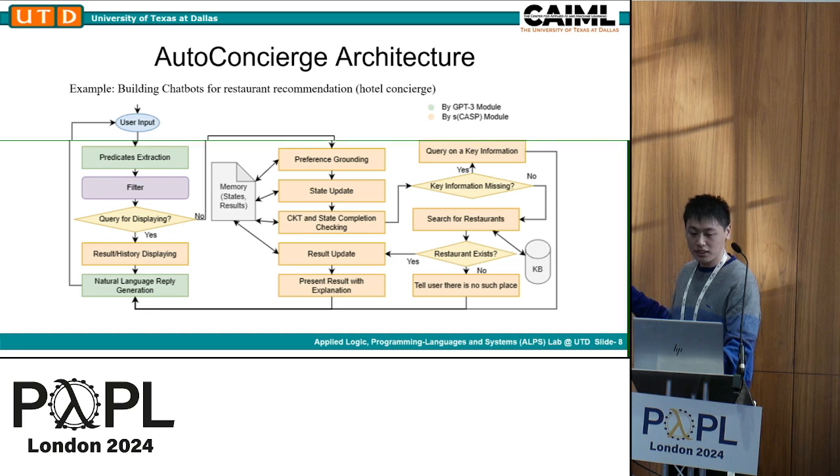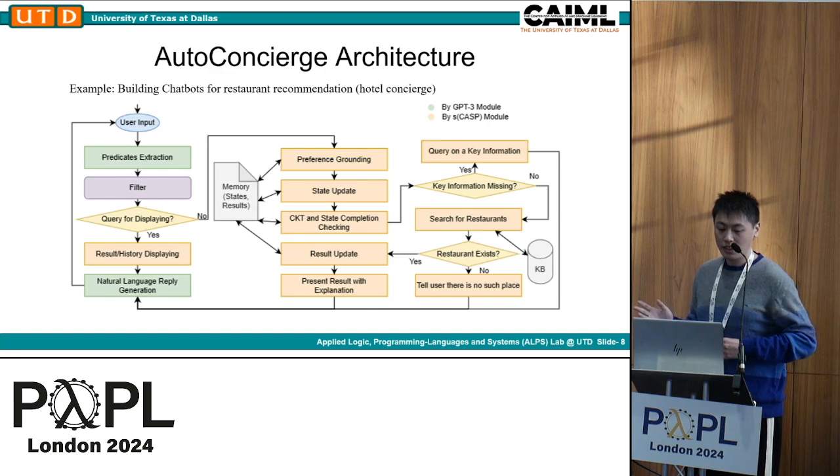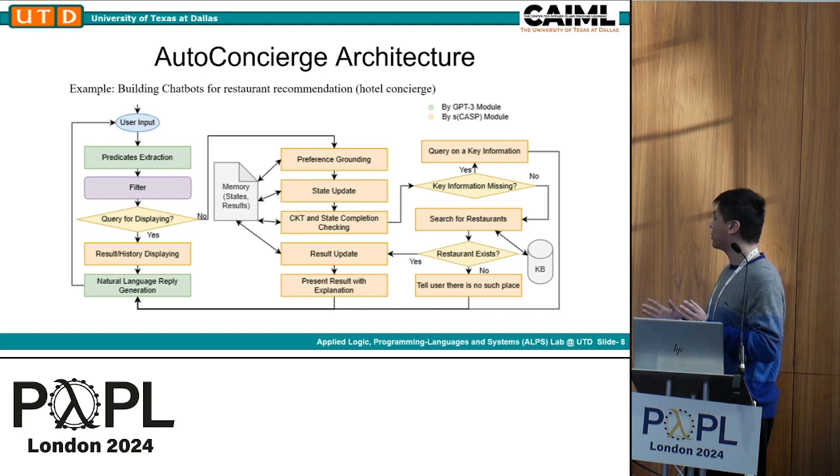Now we are talking about the example of our chatbot. We call it AutoConcierge. Basically, it's a chatbot that recommends restaurants nearby. By nearby, we collected about 60 restaurants near UT Dallas, or within the UTD campus, and then we want the users to ask the bot which restaurant to recommend.